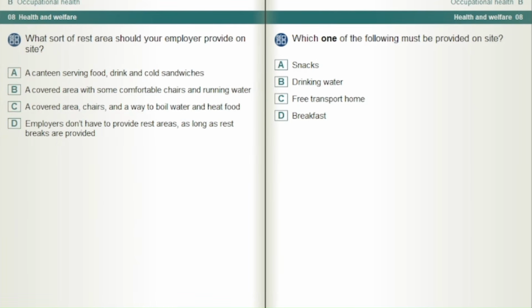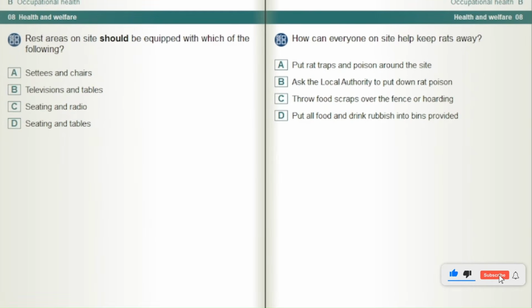Which one of the following must be provided on site? Snacks, drinking water, free transport home, breakfast. Rest areas on site should be equipped with which of the following? Settees and chairs, televisions and tables, seating and radio, seating and tables.